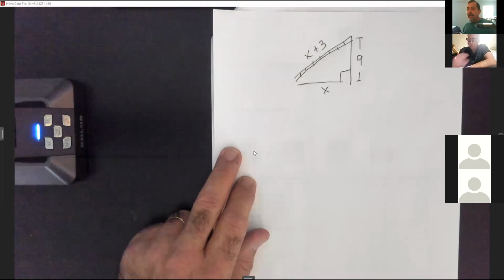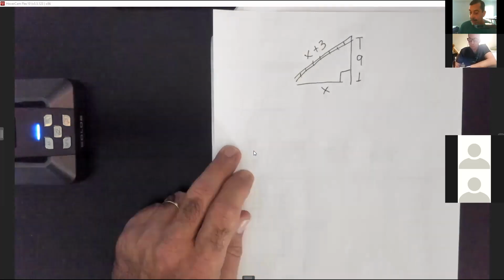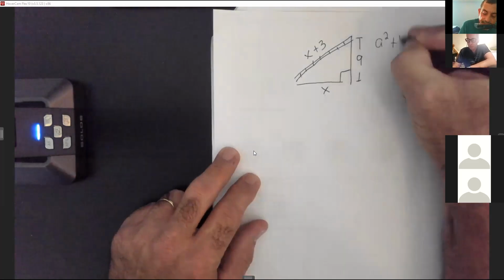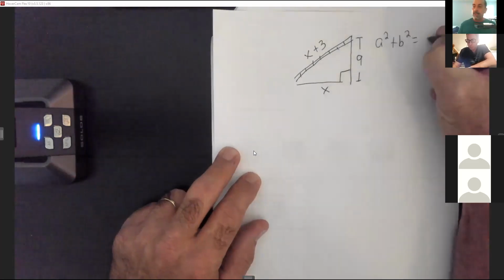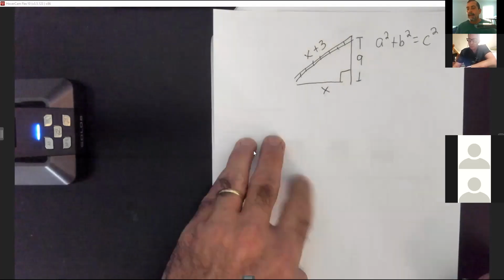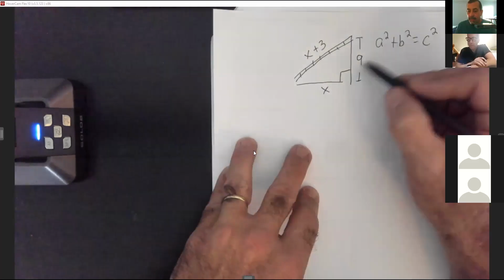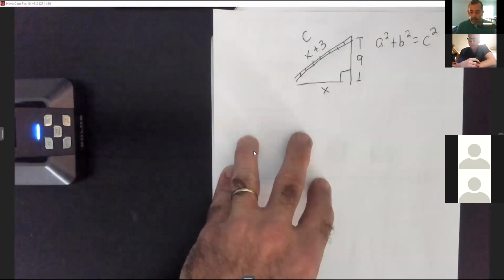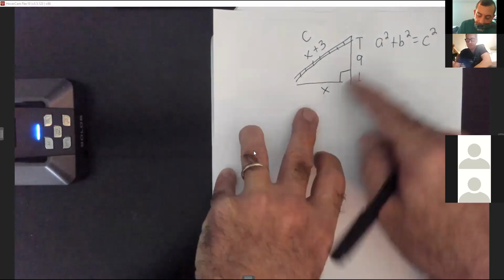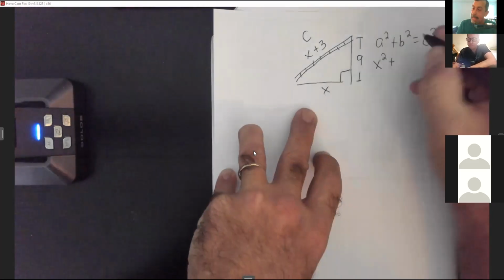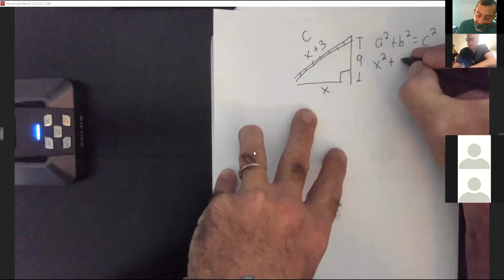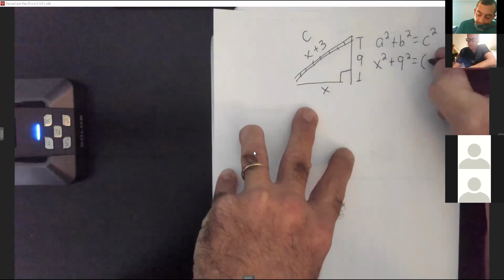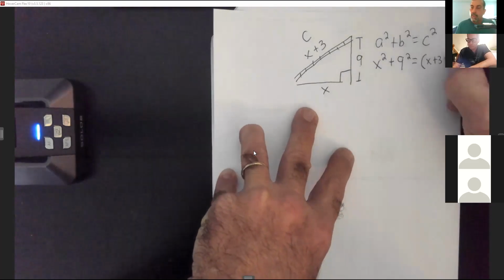So we got a right triangle, which means we can use the Pythagorean theorem. Pythagorean theorem says a squared plus b squared equals c squared. It don't matter who a and b are, but c has to be that longest side. So I'm going to let x equal my a. So that's going to give me x squared. 9 can be my b. So that'll be 9 squared. That's going to equal c squared, which is the x plus 3 squared.